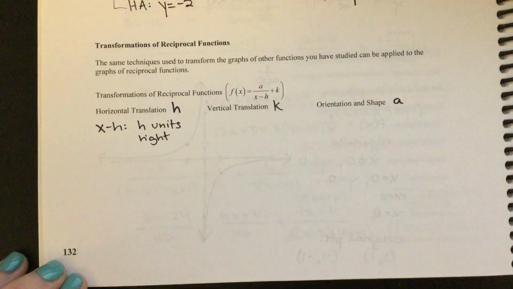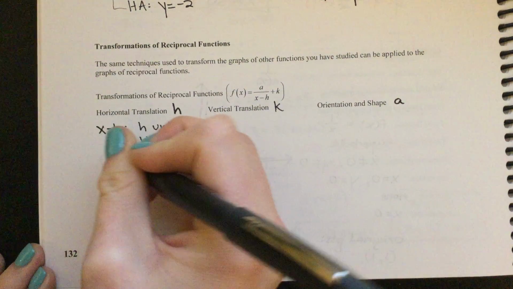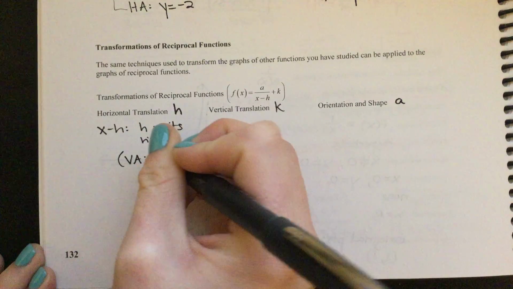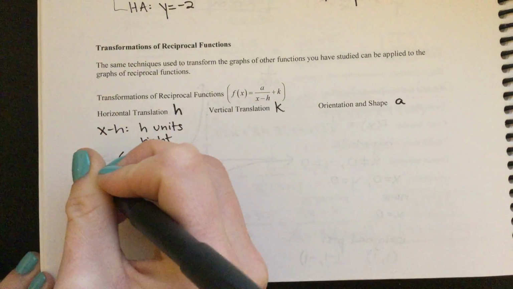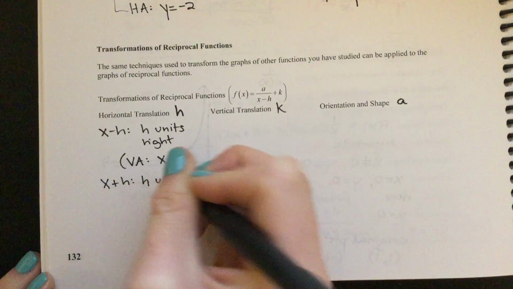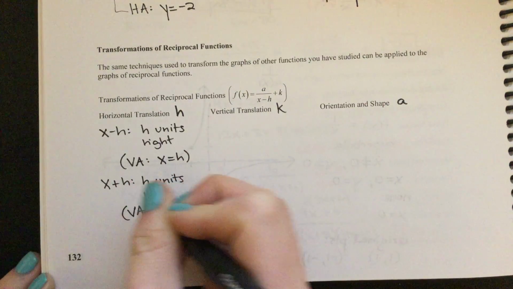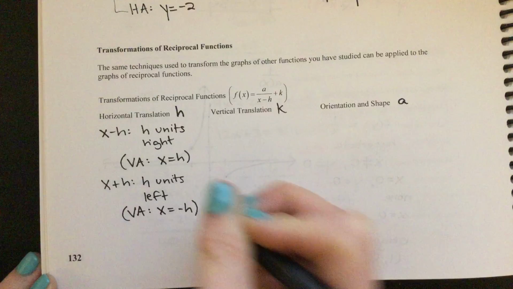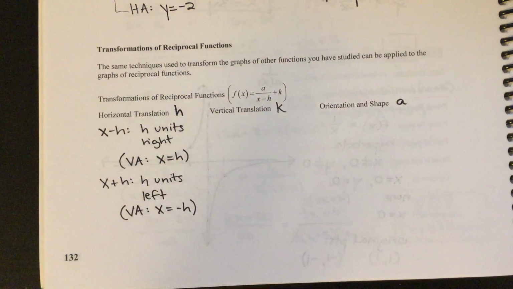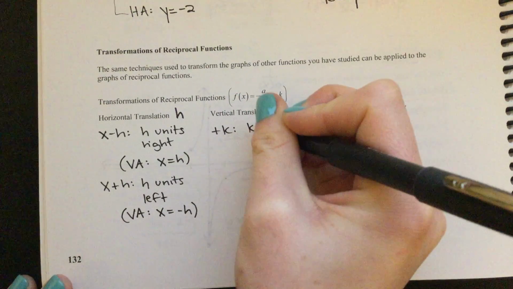So most importantly for this horizontal translation is that your graph is going to move its vertical asymptote. Okay, so you're going to have a vertical asymptote at x equals h. And then if you have x plus h, remember x does the opposite, so your graph is going to move h units to the left, which means that you will have a vertical asymptote at x equals -h. All right, so basically the translation, what it will do is move your asymptotes, either left, right, up, or down. So now same thing with k. If you have a plus k at the end, that's going to move your graph k units up.